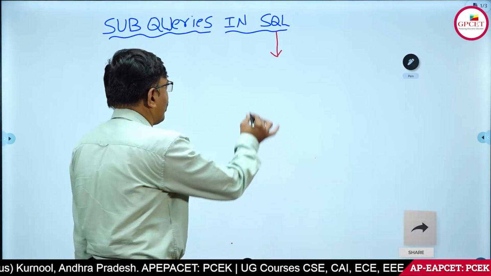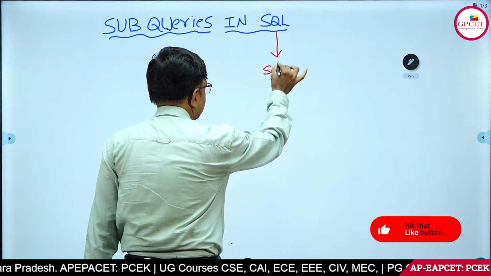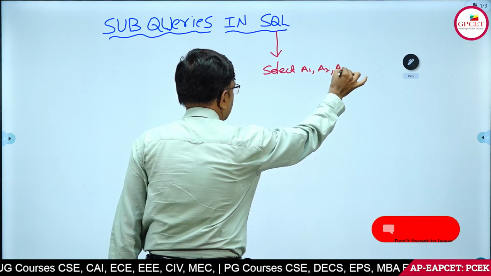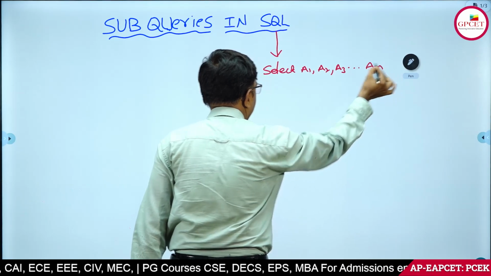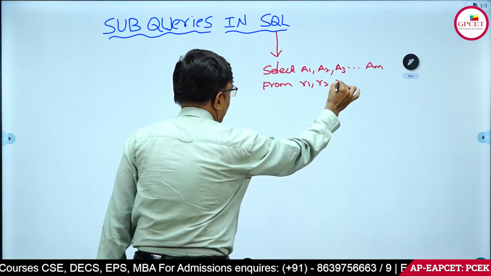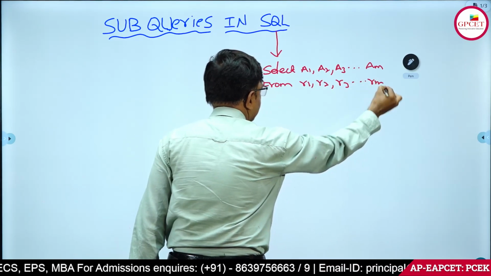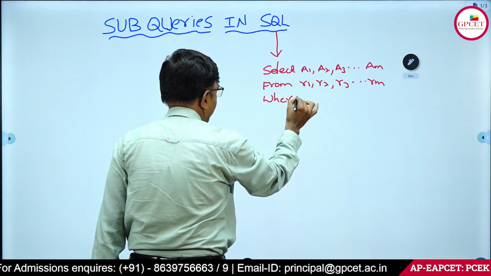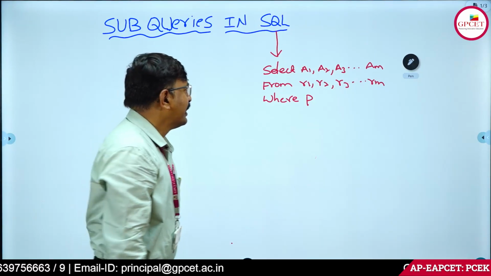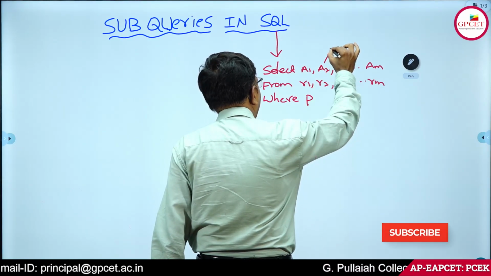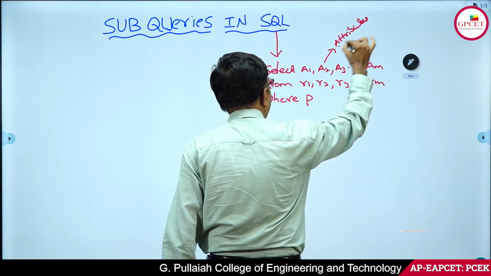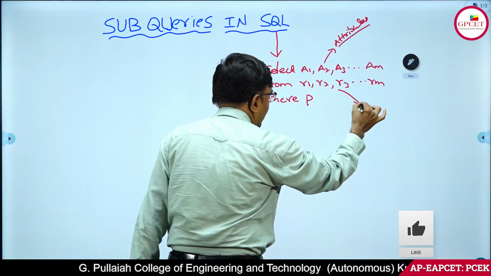What is the basic structure of SQL? Select A1, A2, A3, ..., AM from R1, R2, R3, ..., RM where P. A1, A2, A3 are attributes or columns. R1, R2, R3 are relations.